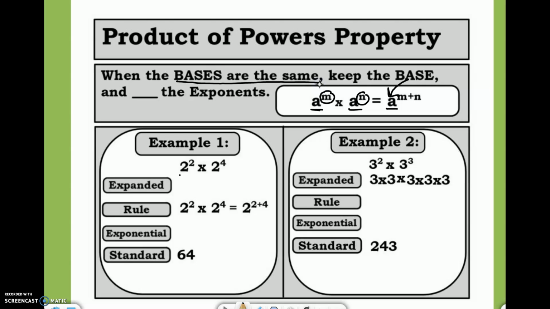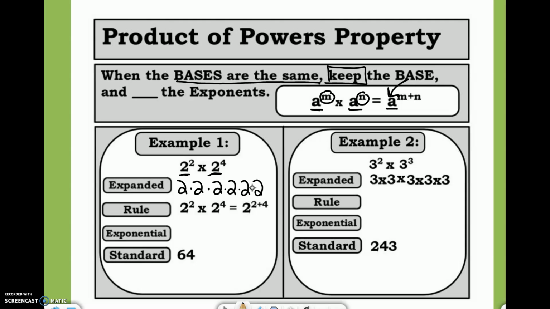Okay, so if you notice in this example you have a 2. Very important that you keep the base, okay, and you add the exponents. Now there's a few forms that they have it in, okay. Expanded would just mean that you're going to write it the long way. So there's 2 2's here. There's 1, 2, 3, 4 2's there. Okay, that's the long way.